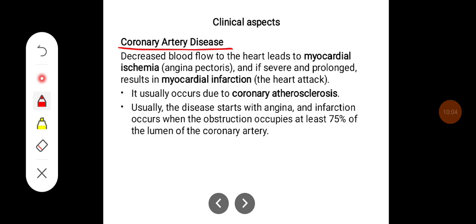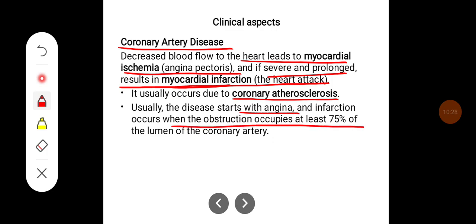Coronary artery disease. Decreased blood flow to the heart leads to myocardial ischemia, that is angina pectoris, and if severe and prolonged, reduced perfusion results in myocardial infarction. It usually occurs due to coronary atherosclerosis. Usually, the disease starts with angina, and infarction occurs when obstruction occupies at least 75% of the lumen of the coronary artery.